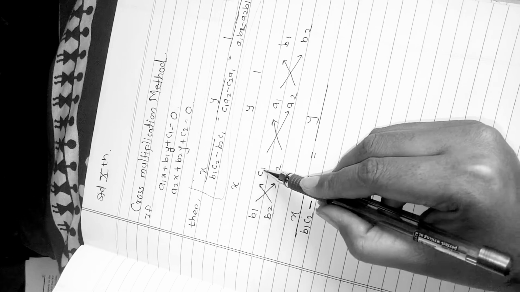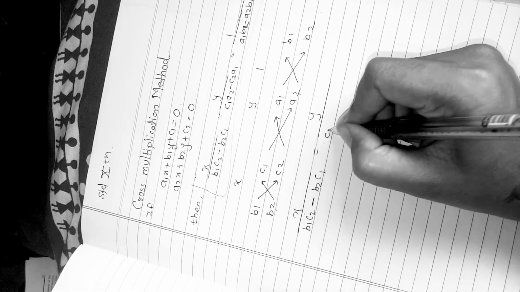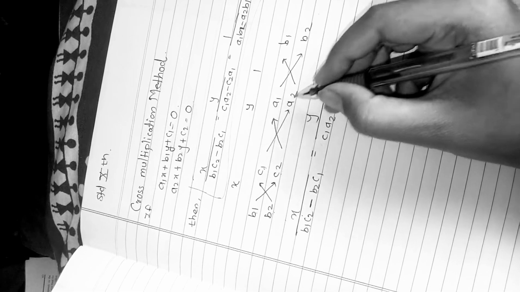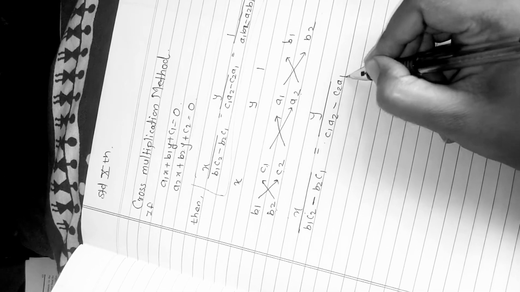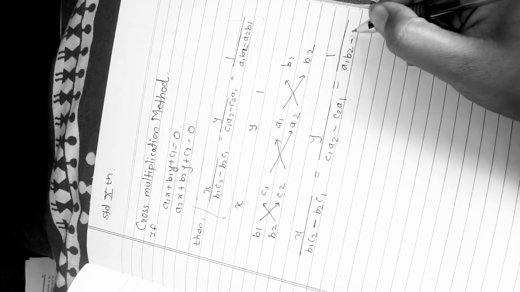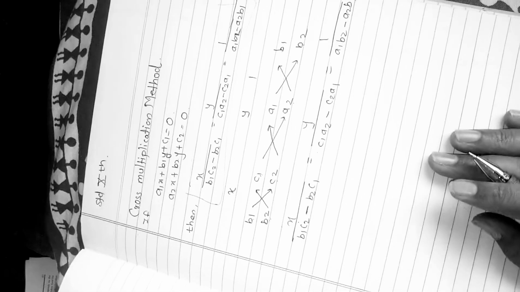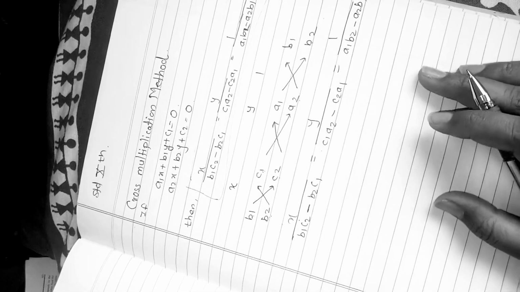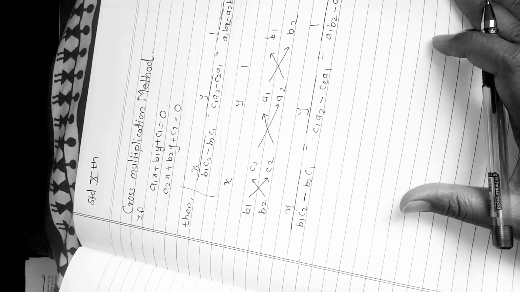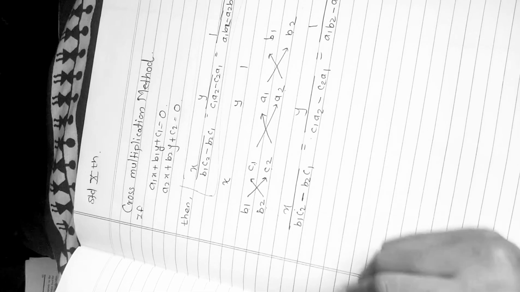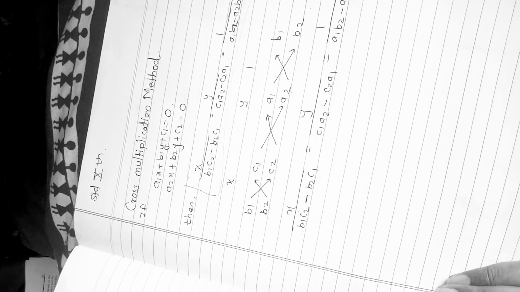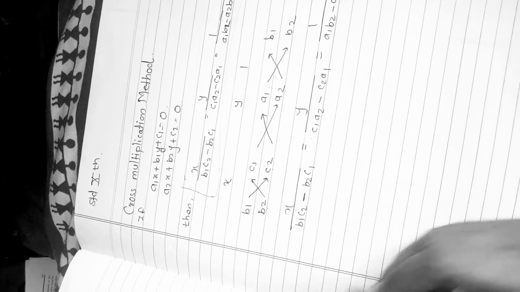The value of y is c1 a2 minus c2 a1, and 1 over a1 b2 minus a2 b1. Remember this diagram and solve the given pair of linear equations by using the cross multiplication method. So here I take one example. Solve the given equations by using the cross multiplication method.